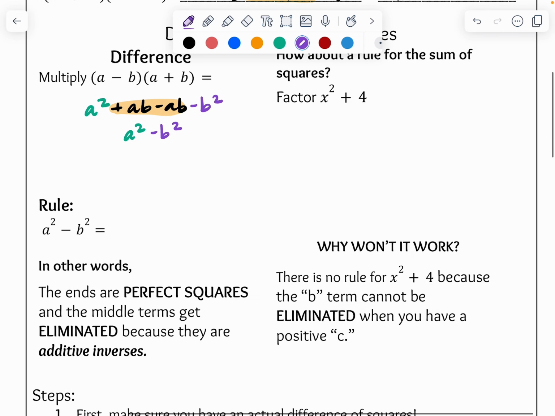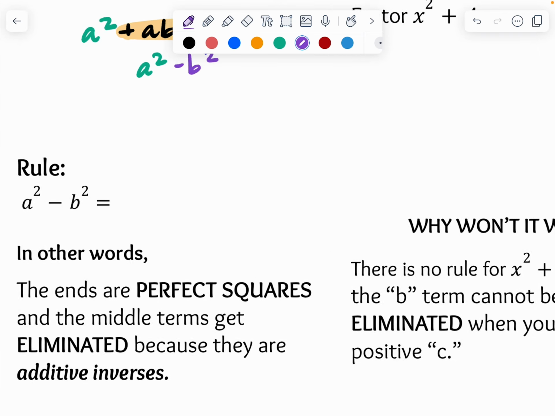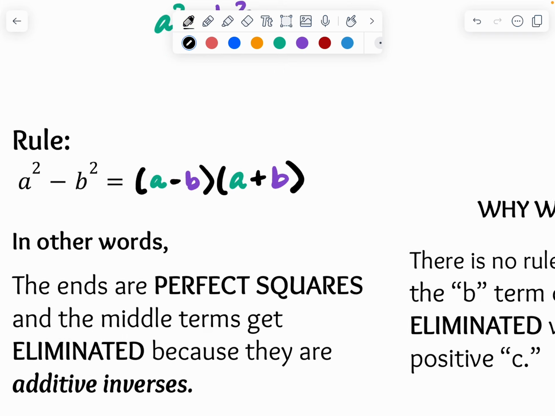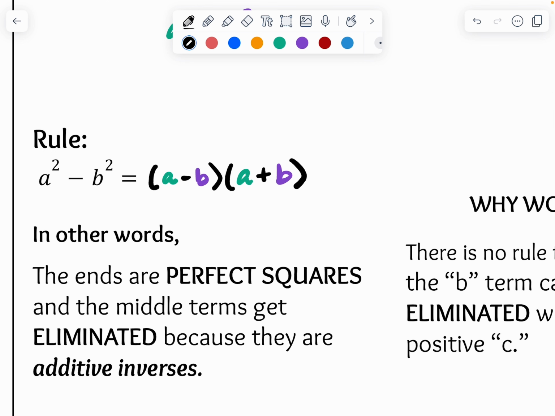So what our rule is to reverse that is that if you have two perfect squares that are being subtracted, which is a difference of squares, it will always equal the square roots subtracted and added. So this will always be your answer. A squared minus b squared equals a minus b times a plus b.